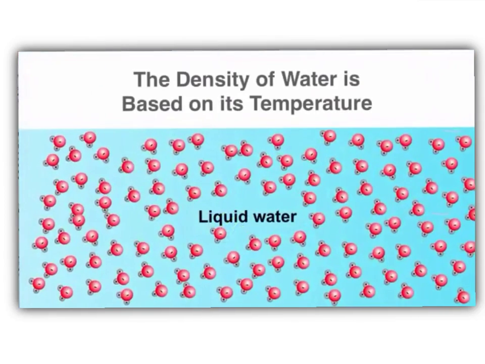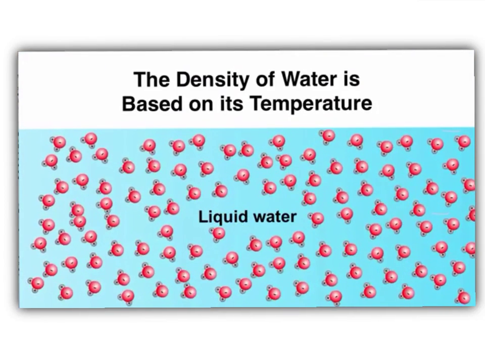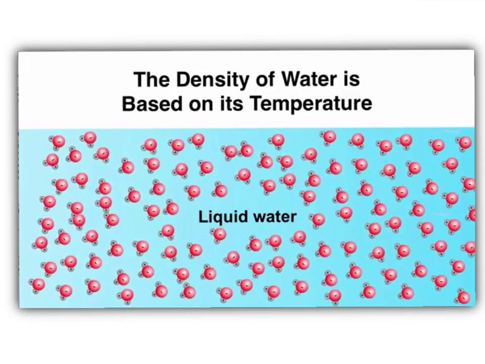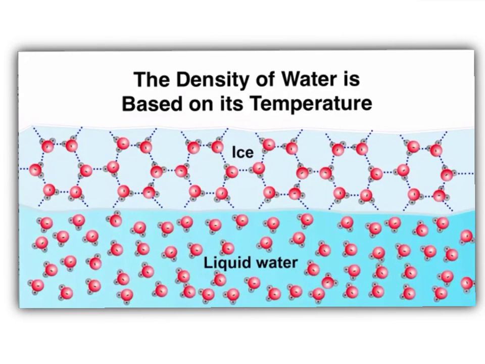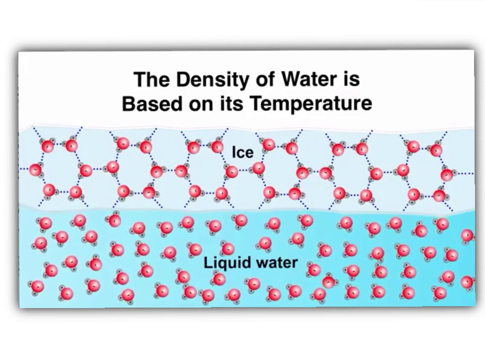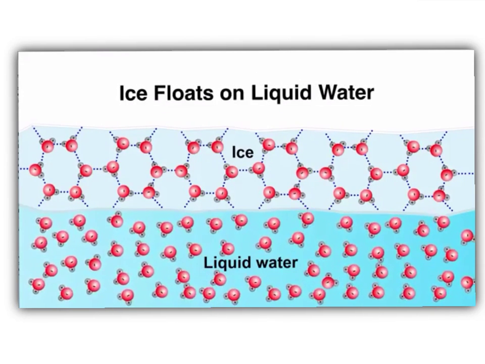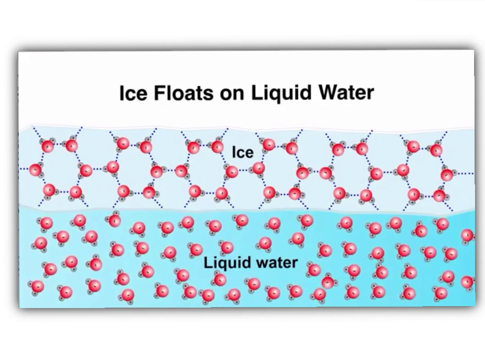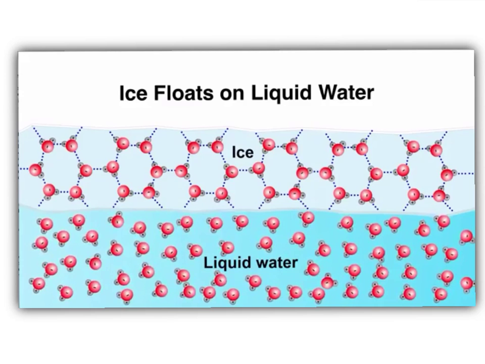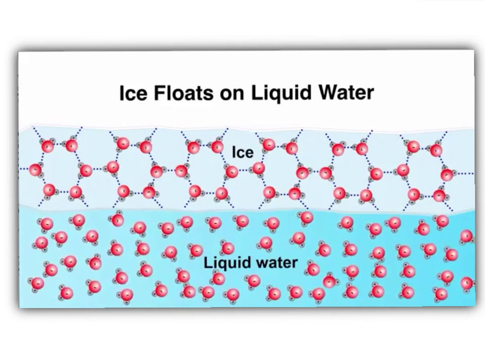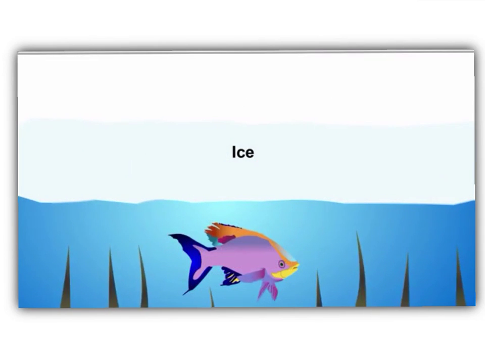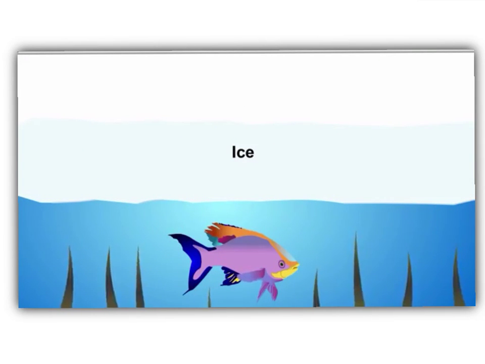And finally, the density of water is based on its temperature. However, unlike many other compounds which contract when they freeze, the configuration of the hydrogen bonds in water causes it to expand when it freezes. This expansion causes ice to have a lower density than liquid water, and therefore ice floats on liquid water. If ice were more dense than water, it would sink, and ponds and lakes would freeze solid, making life there impossible. Instead, bodies of water always freeze from the top down. The ice on the surface acts as an insulator to protect the water below from freezing. This protects aquatic organisms so that they can survive the winter.